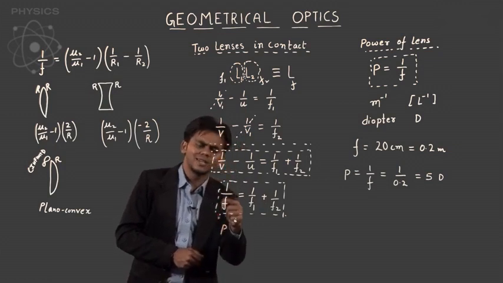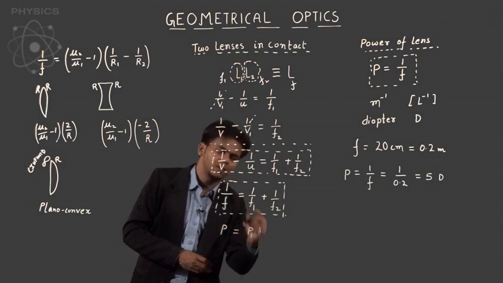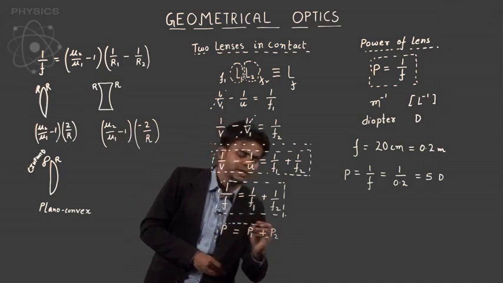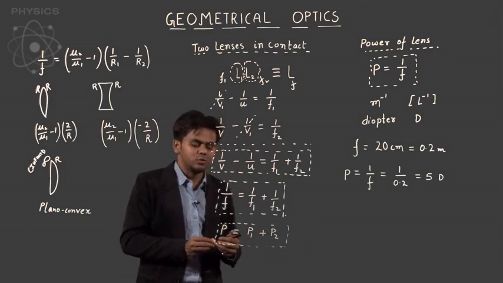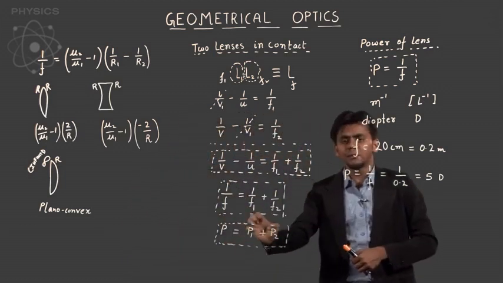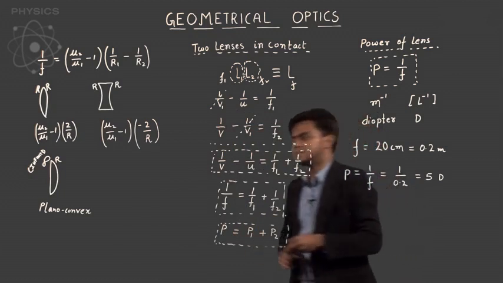Now I can change this in terms of power. 1 by f is your effective power. This is equal to P1, power of your first lens, plus power of your second lens. So I have converted my focal length relation to power values. P is equal to P1 plus P2. This makes more sense, easier to remember. That's why you're trying to convert the focal length thing to power of lens.